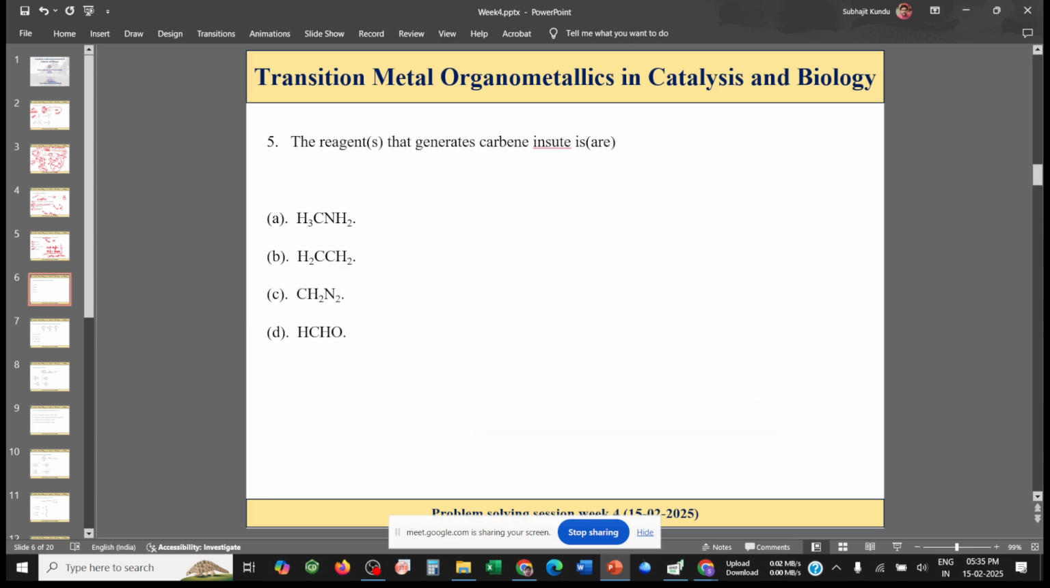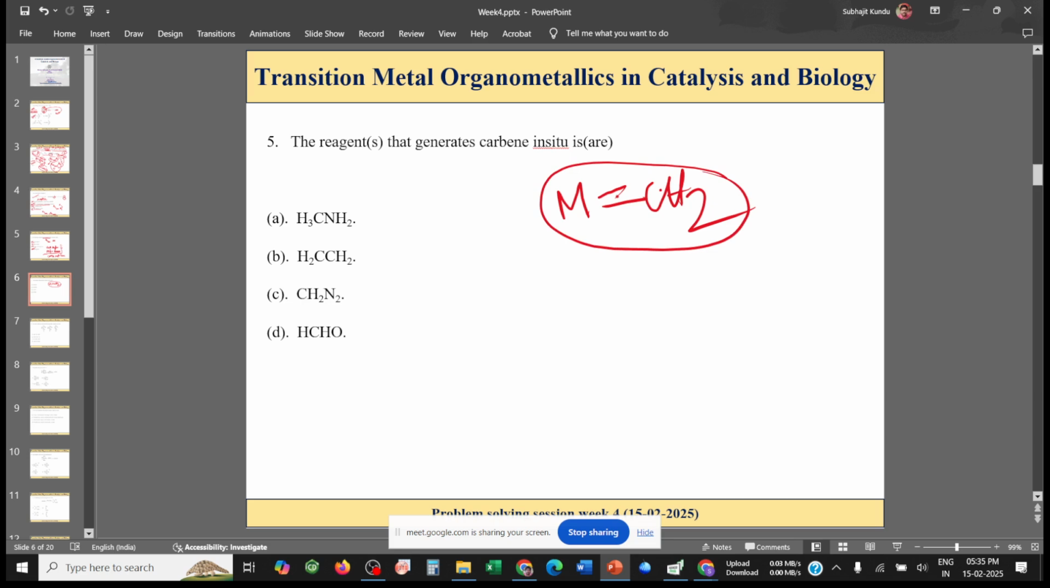The next question is the reagent that generates carbene in situ. So carbene is, we know that the metal is bound to CH2. If the metal is bound with CH2, that means the generation of carbene.